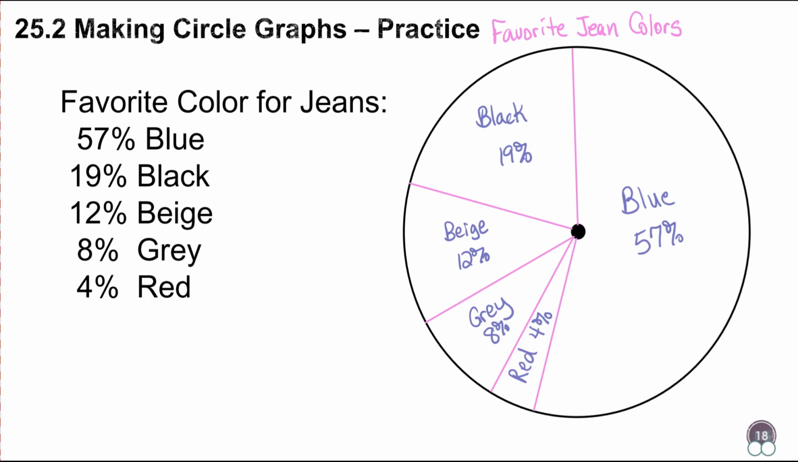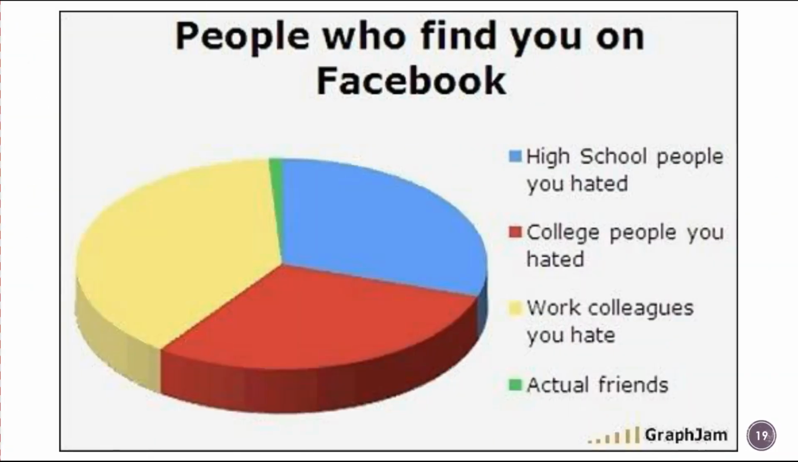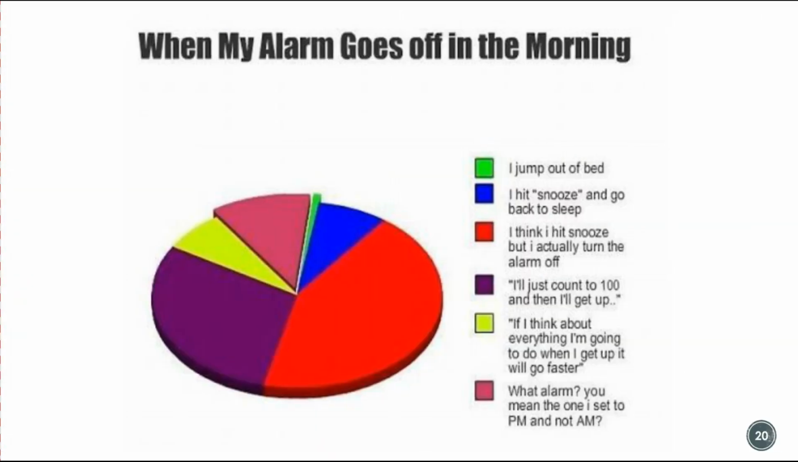And then I had just a couple of funny graphs here for pie graph. People who find you on Facebook. There's a big portion of high school people you hated, college people you hated, work colleagues you hate, and actual friends is that little sliver of green, which I just thought this was funny because, as you guys know, if you do Facebook or any other social media, there's a lot of people on there that you probably don't even hardly remember or talk to.